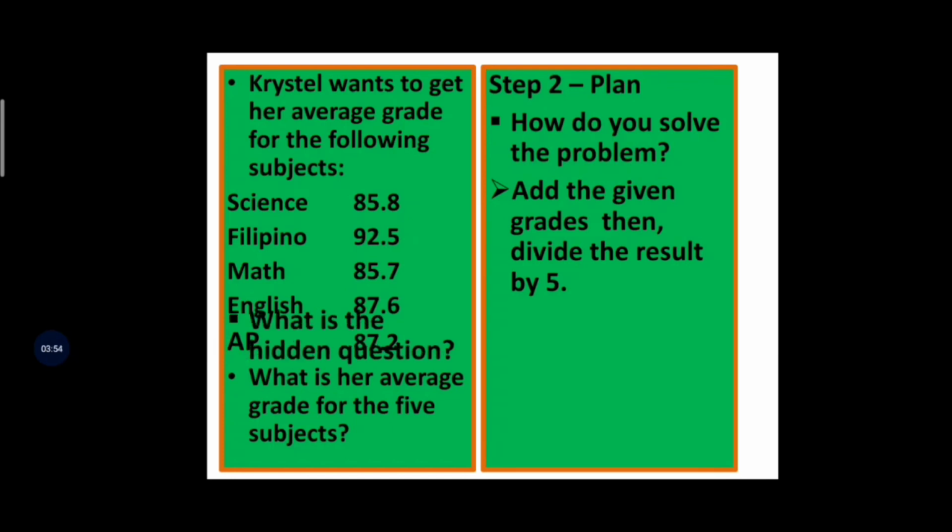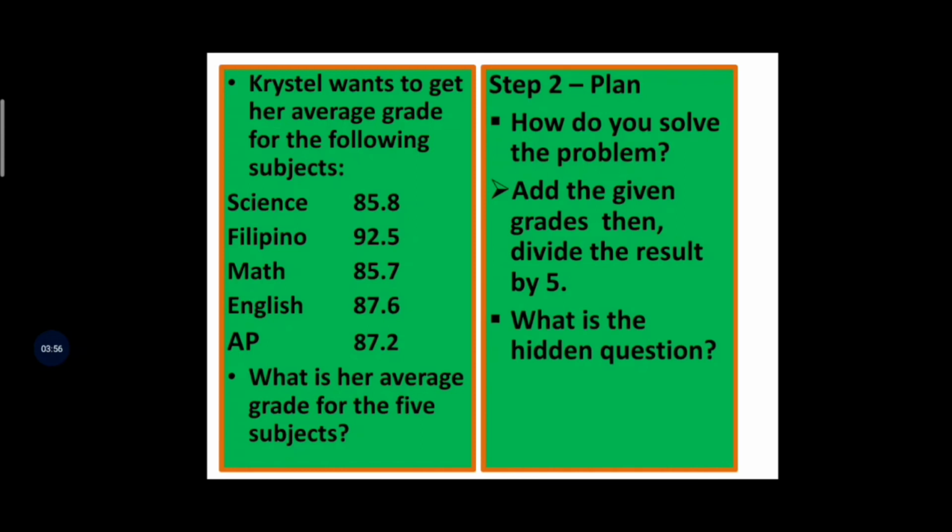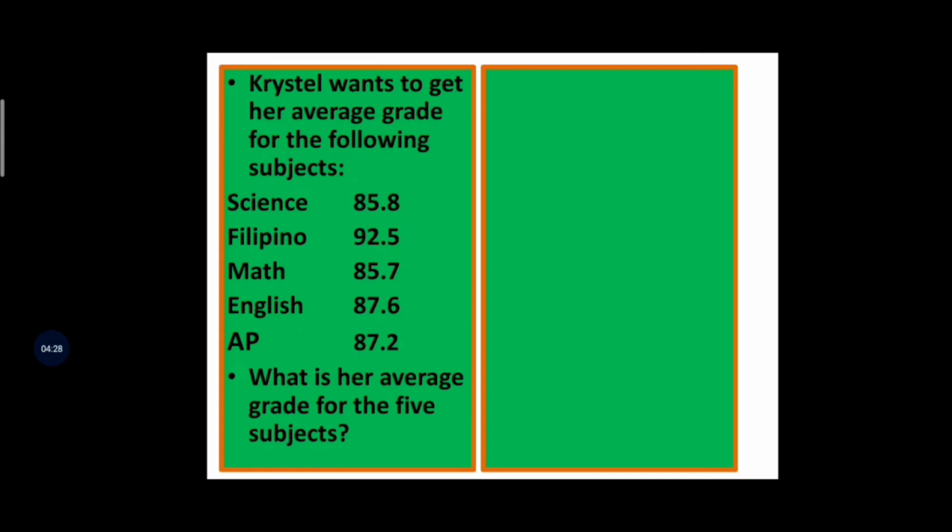Then, after that, what is the hidden question? Ano yung nakatagong tanong? Okay? Sa problem naman na ito, ang nakatagong tanong dyan ay ang total grades of 5 subjects. And we have step 3. Carry out the problem. Okay? So, ang gagawin natin dito ay isusolve natin siya ng step by step.